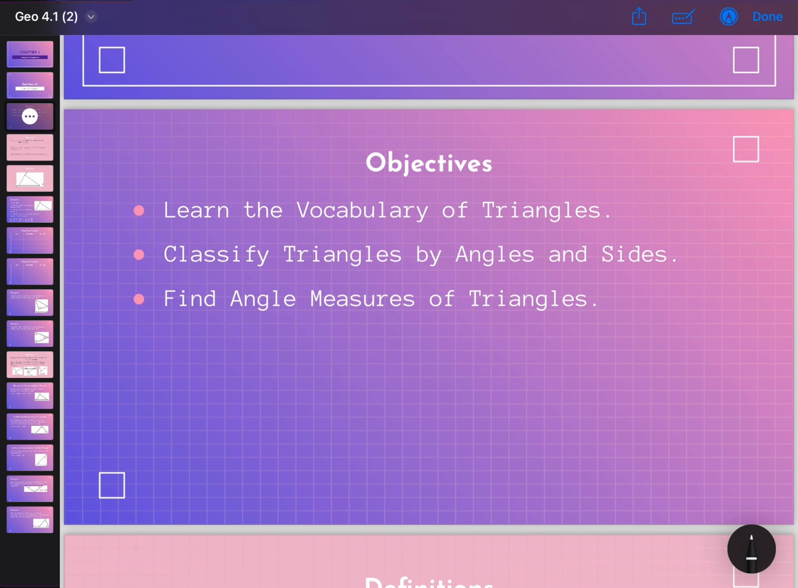Our objectives: we're going to learn some vocab of triangles, make sure we are all speaking the same language when it comes to these triangle problems. We're going to be classifying. I will let you know at some point during the video when I want you to make a table, and this table can and should go into your comp book. So I will be very clear, hey, this is the table that should go in your comp books. But for right now, just be taking notes in your regular notebook. And then we'll also find some angle measures and we'll talk about a theorem or two.